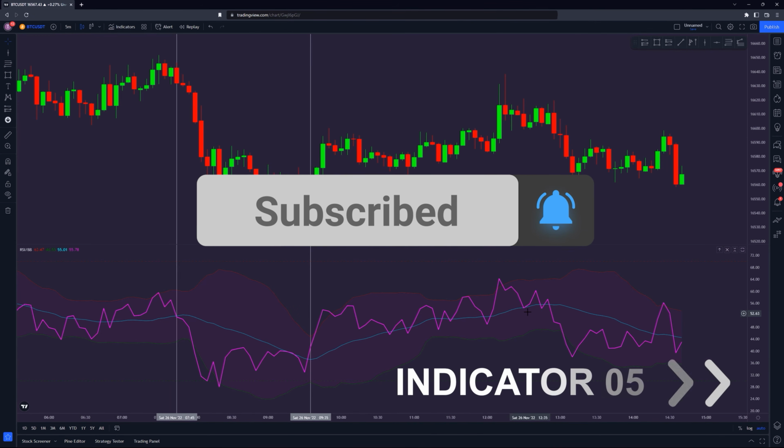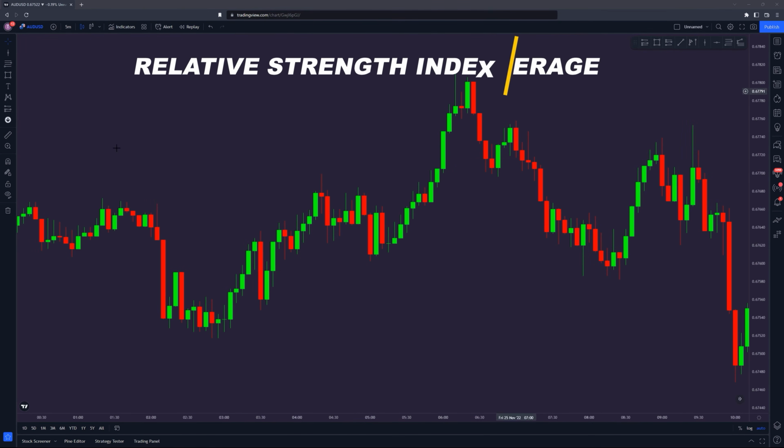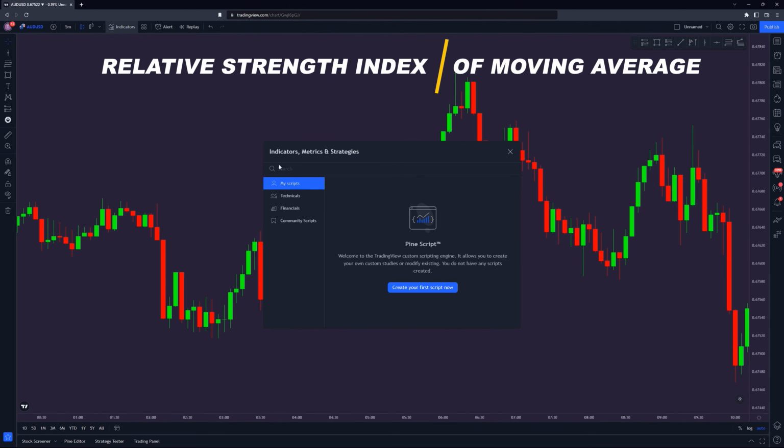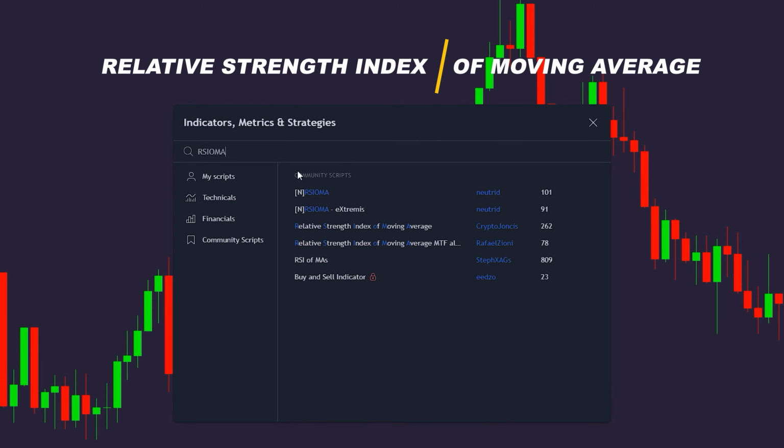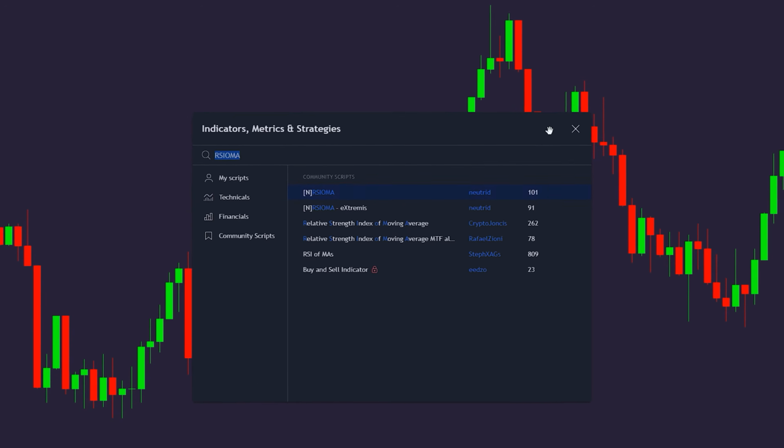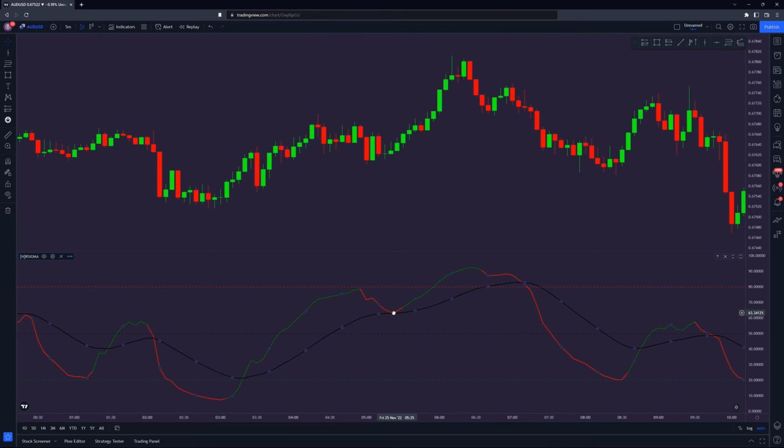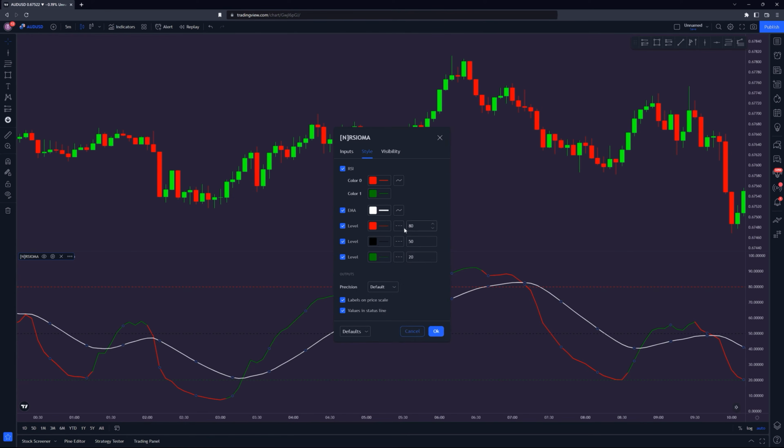Let's go to the next indicator. Next indicator is RSIOMA, also known as Relative Strength Index of Moving Average. Go to the indicator menu and search RSIOMA, and use this indicator. Go to indicator settings and change black colors to white.